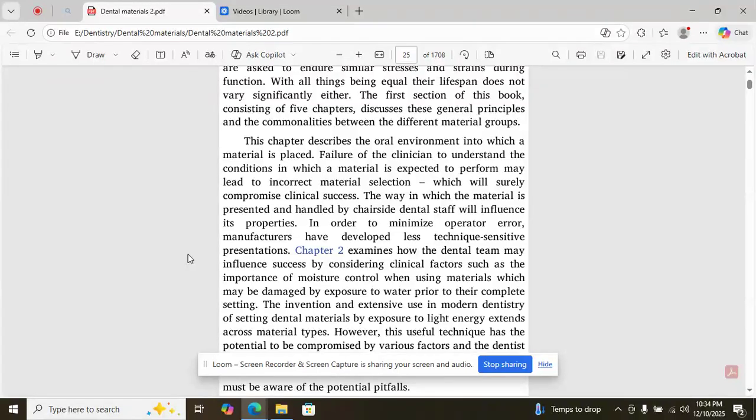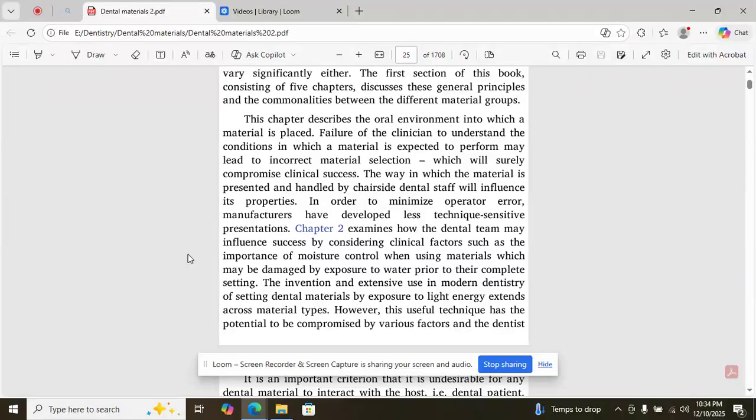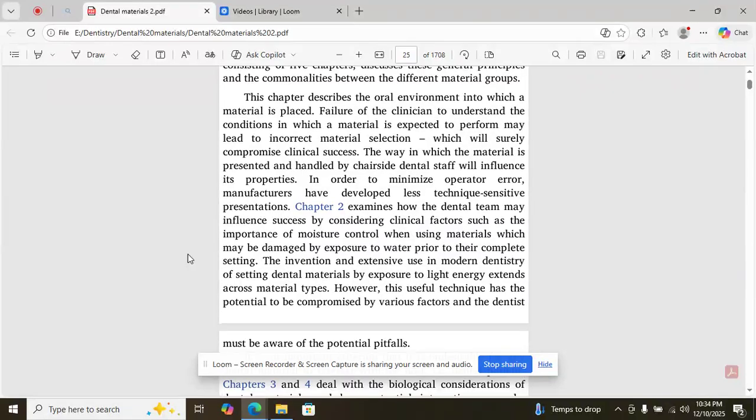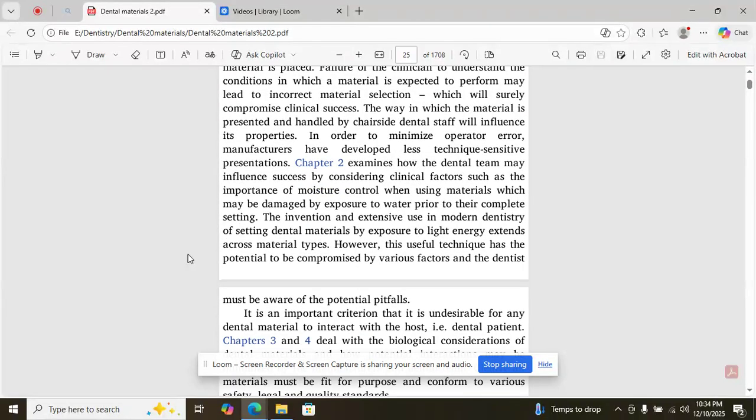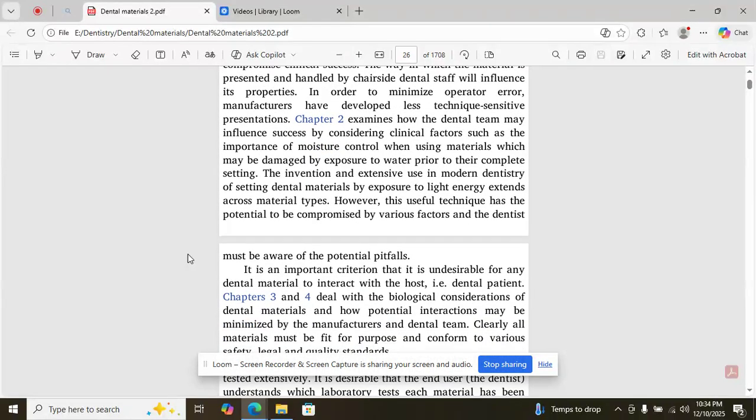The invention and extensive use in modern dentistry of setting dental materials by exposure to light energy extends across material types. However, this useful technique has the potential to be compromised by various factors, and the dentist must be aware of the potential pitfalls. It is an important criterion that it is undesirable for any dental material to interact with the host, that is, the dental patient.